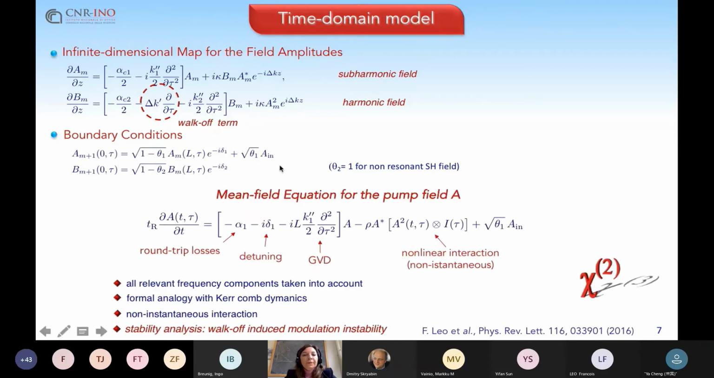So in the mean field approximation from these two equations, we can derive a single mean field equation, which is very powerful in describing the spectral and temporal dynamics of the combs. And again, we find a very striking similarity with Kerr combs because we have a third order nonlinear interaction. But here we can also find a non-instantaneous interaction, which is linked to the presence of the temporal walk-off between the fundamental and the second harmonic, and this is typical of Chi2 combs. Also, as Professor Wabnitz will describe in detail, the stability analysis is very important to understand comb formation in Chi2 systems.